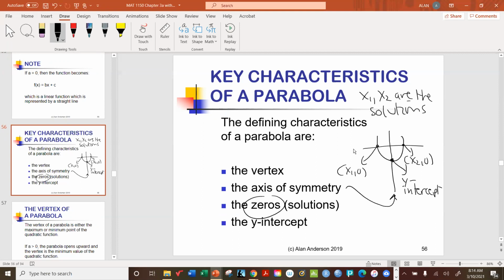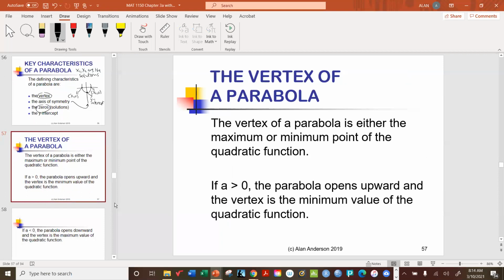All right, so how does this work? Well, first of all, what does the word vertex mean? This is a mysterious word. Maybe we're not sure what that means. Well, in this context, it means, depending on whether it's facing up or down, that point is either the maximum or the minimum.